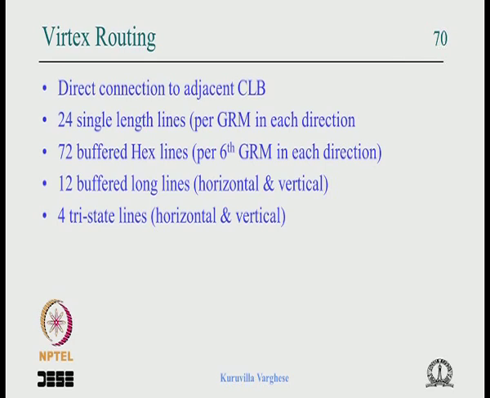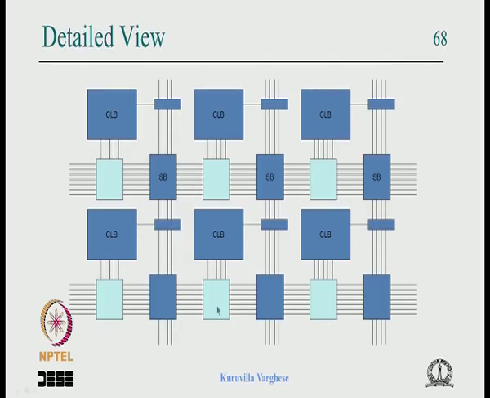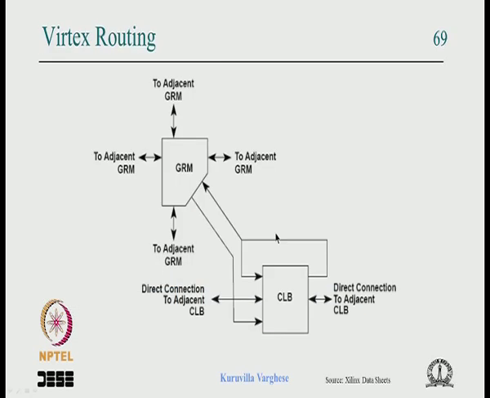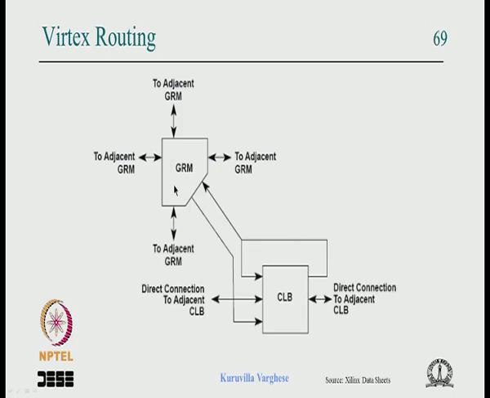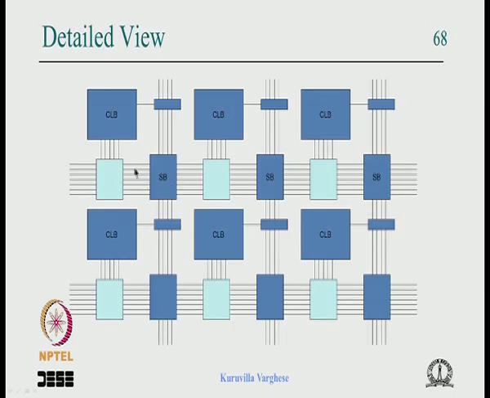There are 24 single length lines. So it means that you take a switch like this, between the switches here there are 24 wires, okay. Between these switches there are 24 wires, between these switches there are 24 wires. And you have 72 buffered hex lines, that means from one CLB to the 6th CLB. So from here to the 6th CLB there is a single wire running, okay.